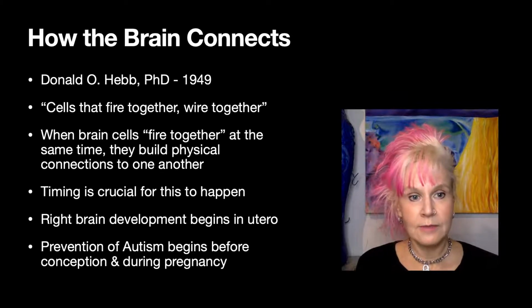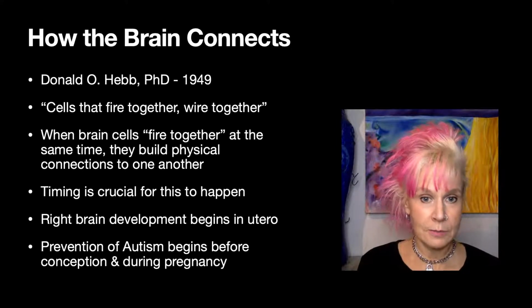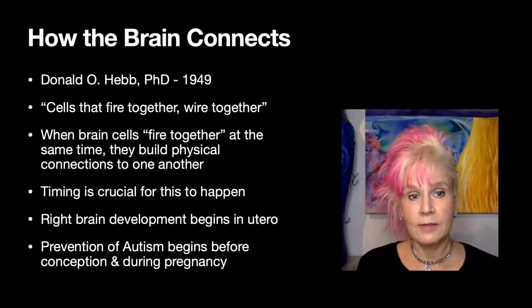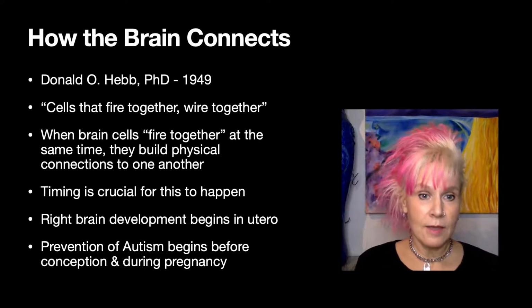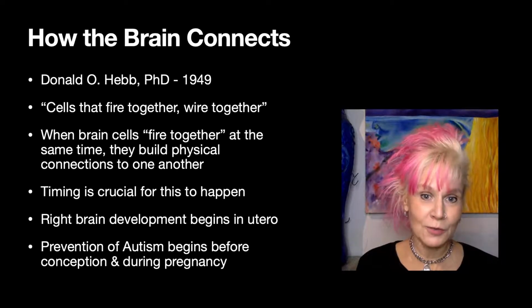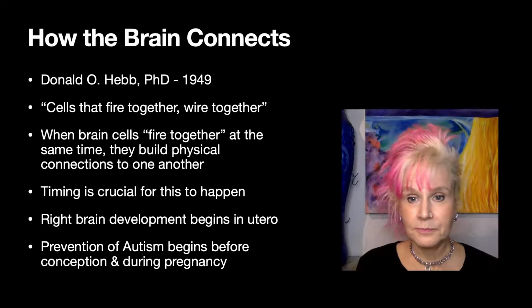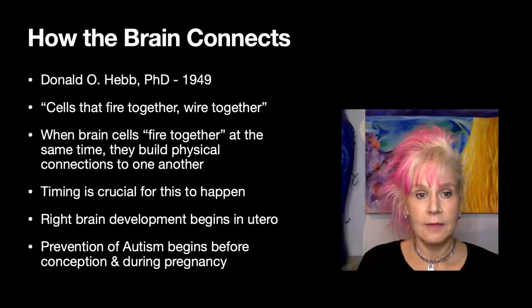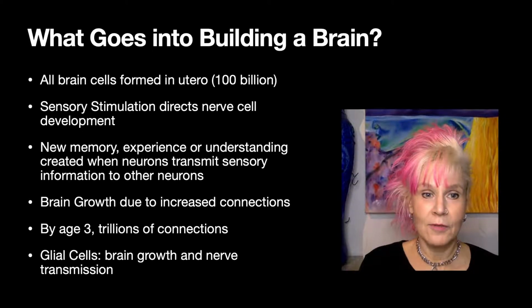The right brain development begins in utero. Remember I said that autism, we're finding, is primarily an issue with the right side of the brain. Well, this starts in utero. So prevention of autism really begins before conception and goes on during pregnancy and throughout the first 2 years of life or so, 2 to 3, when that right brain is really turned on and developing. So this is a crucial thing to know, and this is why planning a pregnancy can be really, really helpful.